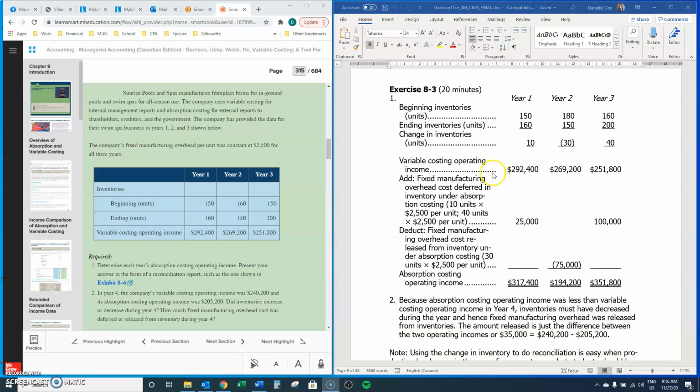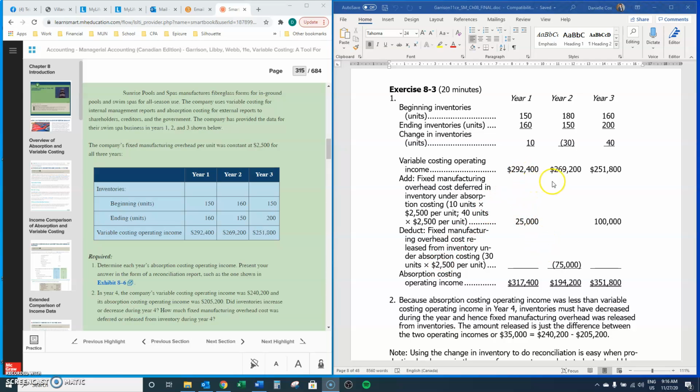So if you get this on an exam, you're going to put down your variable costing operating income. You're going to put in your category, add fixed manufacturing overhead costs deferred in inventory under absorption costing. You're going to put in your heading, deduct fixed manufacturing overhead costs released from inventory. And then you're going to have your absorption costing operating income. You're going to put all those categories in, then you're going to fill in the information.